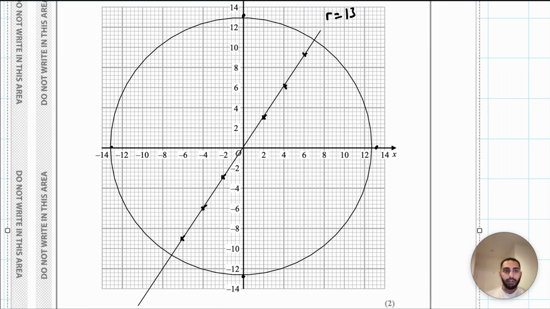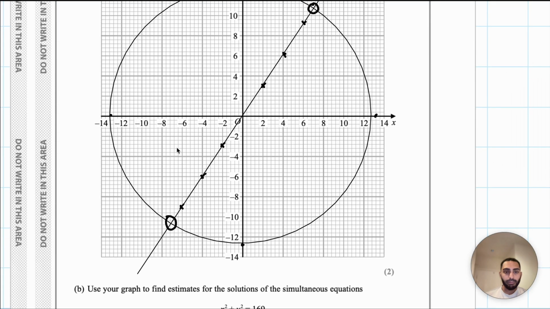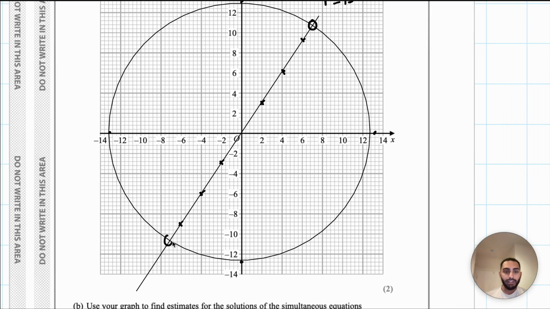Now that I've got my straight line, to solve these simultaneous equations graphically, all I do is I look for where they cross or intersect with each other. So I need to write down the coordinates of those points. I'm finding this coordinate and I'm finding this coordinate.